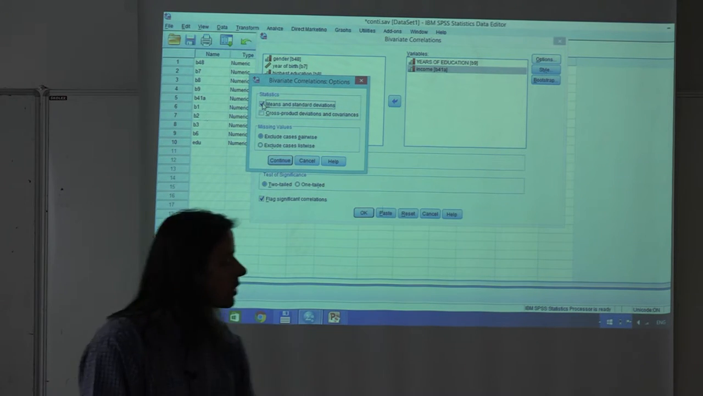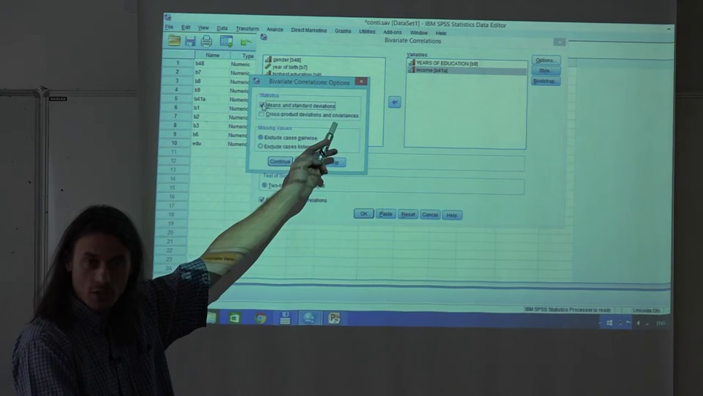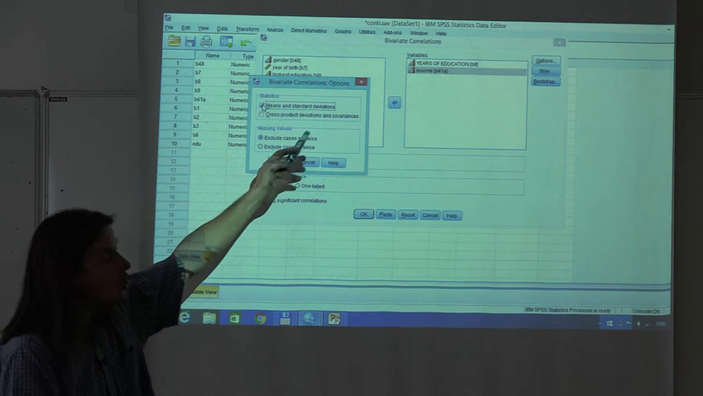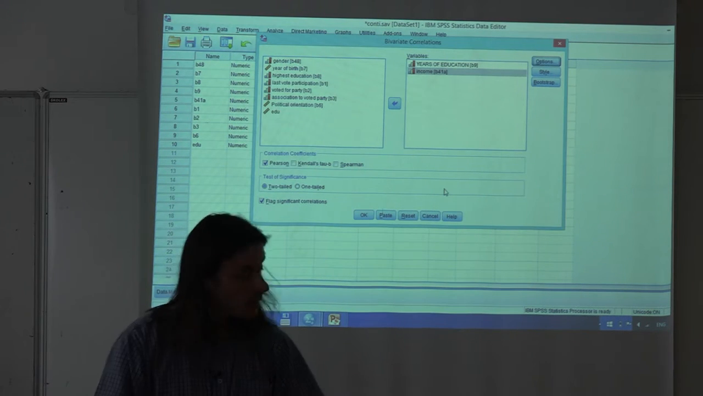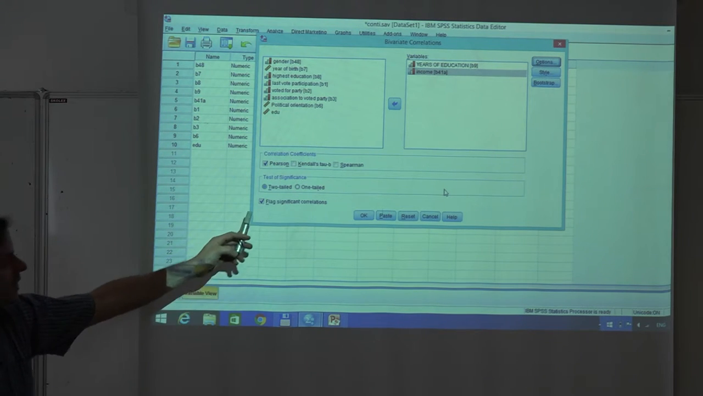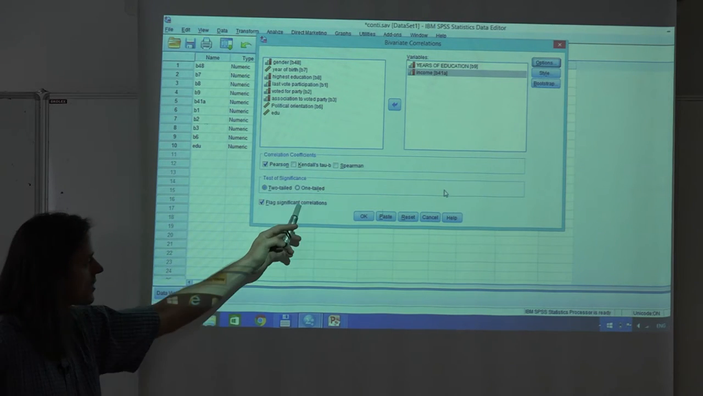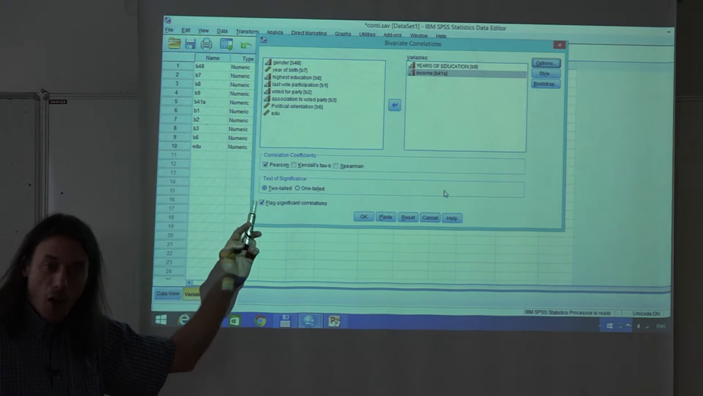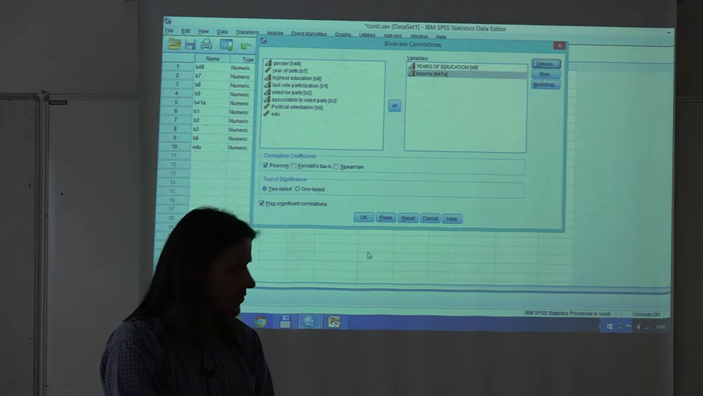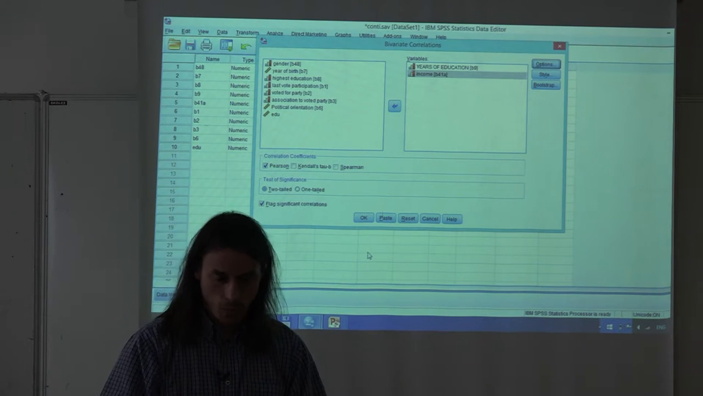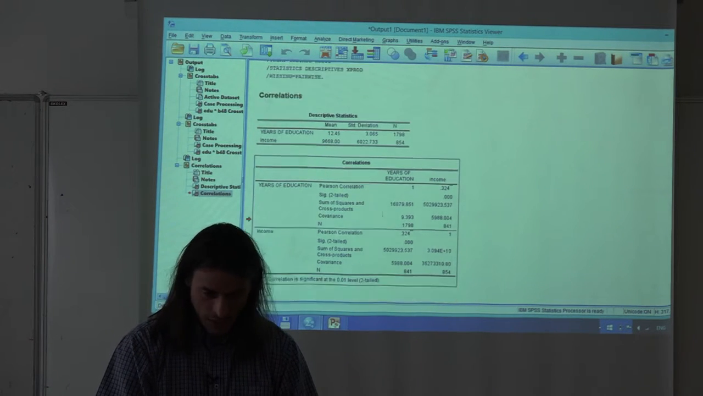But we know something about these two variables. That's not necessary, maybe. And you can also ask for cross product deviations, that's what we described on the chart, and covariances. So we can ask also for covariance. And by default, you can also see that significant correlations, meaning correlations which are statistically significantly different from zero, we will discuss it later, will be flagged by stars. So we will see maybe some stars in the output, the same style as we previously discussed in analysis of variance in post-hoc comparisons. Okay, so we can ask for the computation, and here it is.